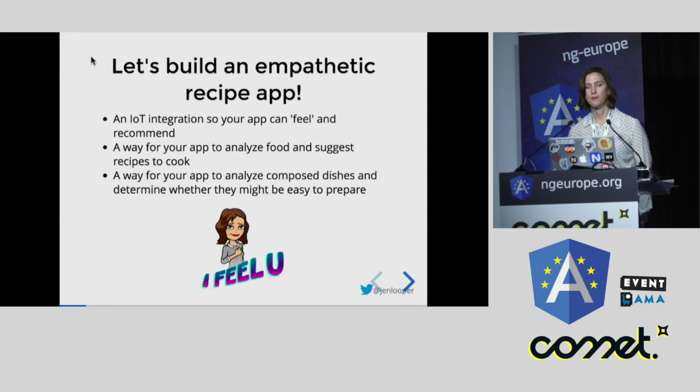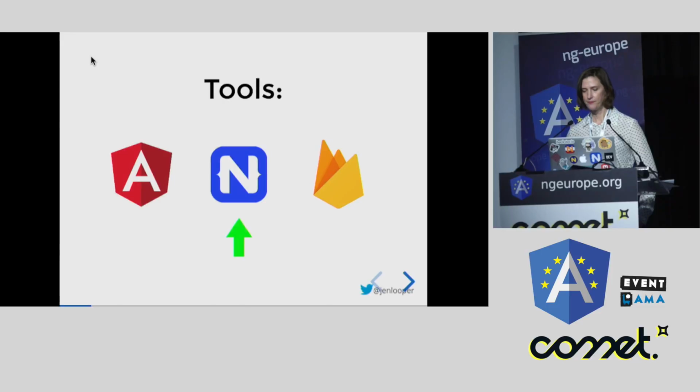I'm going to give you a couple of machine learning libraries to try. One is from Clarifai, and one is from Google. These are ways for your apps to analyze food and suggest recipes to cook. And the other one is a way for your app to analyze composed dishes. So if you're in a restaurant, you can take a picture and take a look at what the ingredients might be. Those are the things that we're going to be talking about.